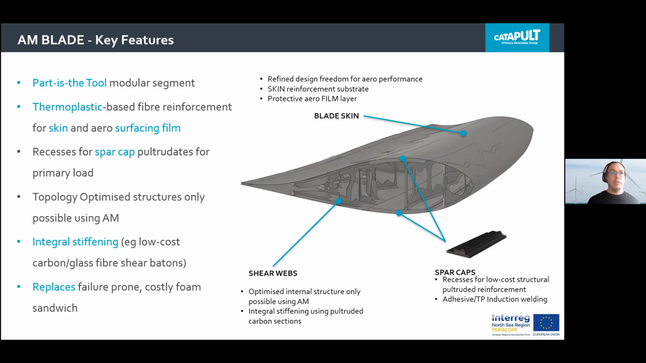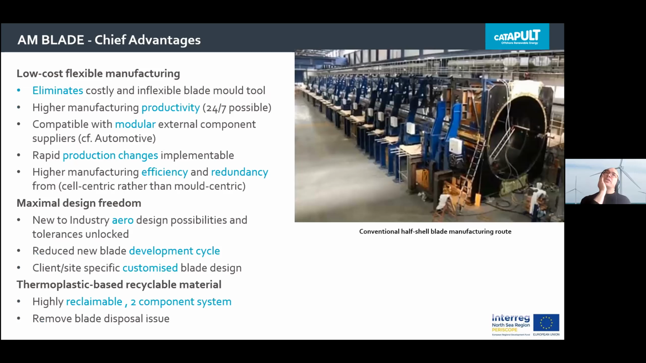And quite clearly it replaces a unitized internal structure that's been topology optimized, replaces a lot of failure-prone, costly foam sandwich, which is the current build technique. So in a bit more detail, the chief advantages of the AM blade approach that we're looking at, apart from eliminating a very large capex-intensive mold set, is the high manufacturing productivity we can get.